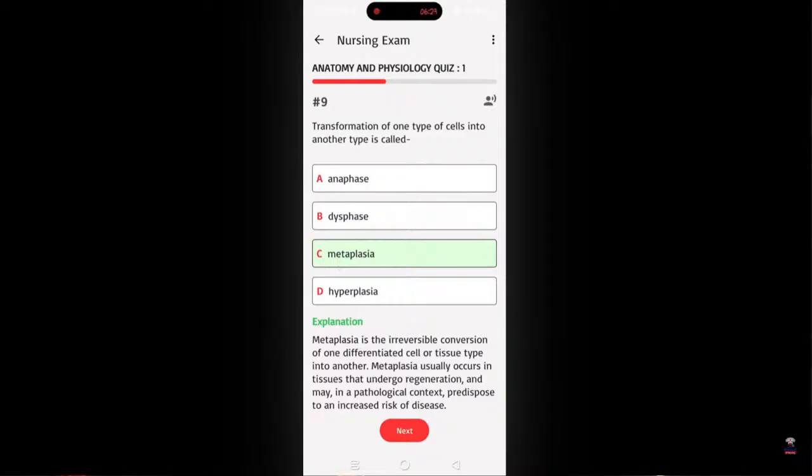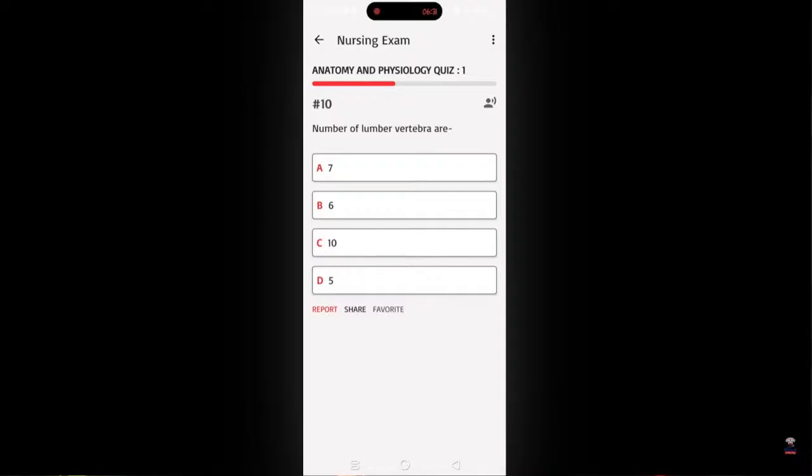Okay. Number of lumbar vertebrae are A. 7, B. 6, C. 10, D. 5. At this point we are learning, like for thoracic we've talked of 12. Lumbar we are not sure, let's go with 7. No, correct answer is D.